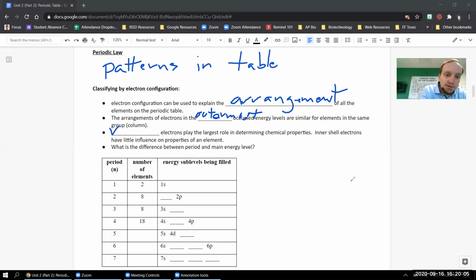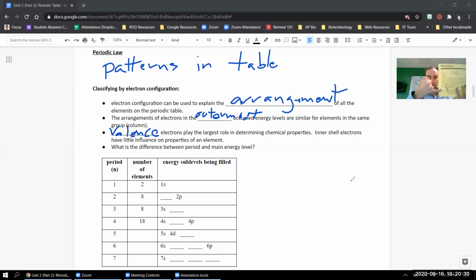So, to go off of that, valence electrons, again, play the largest role in determining the chemical properties of an element. The inner ones, again, are not that important. They are shielded, they are blocked, they don't really do a whole lot when it comes to the behavior of particular atoms.